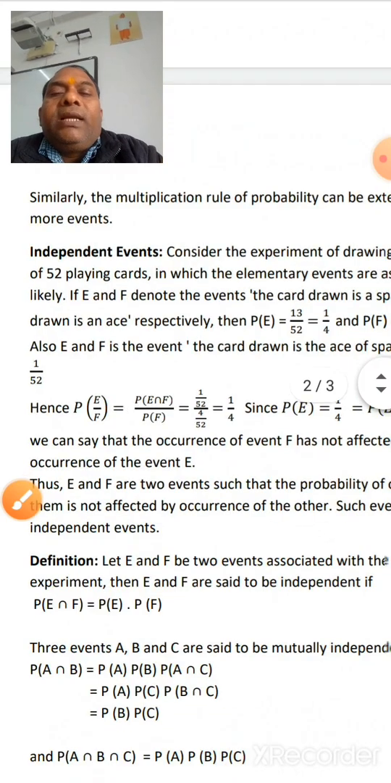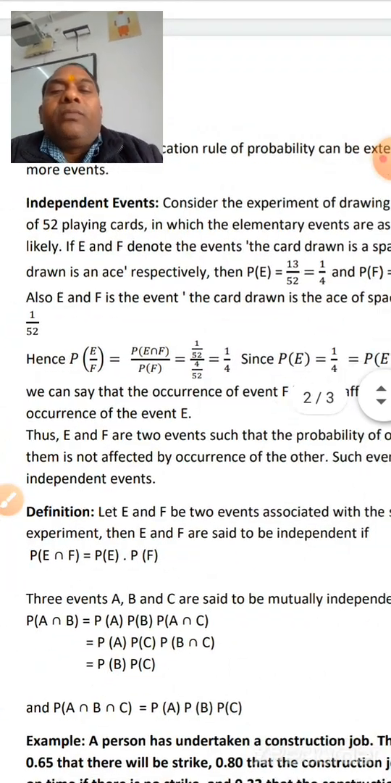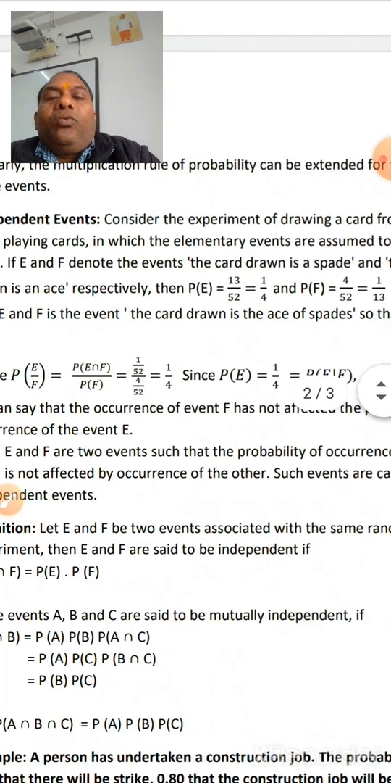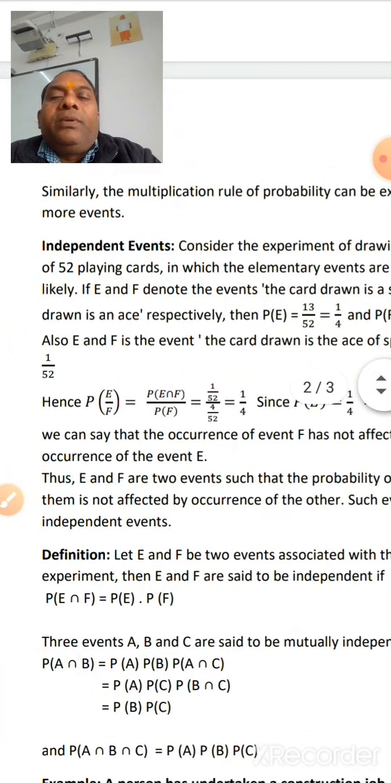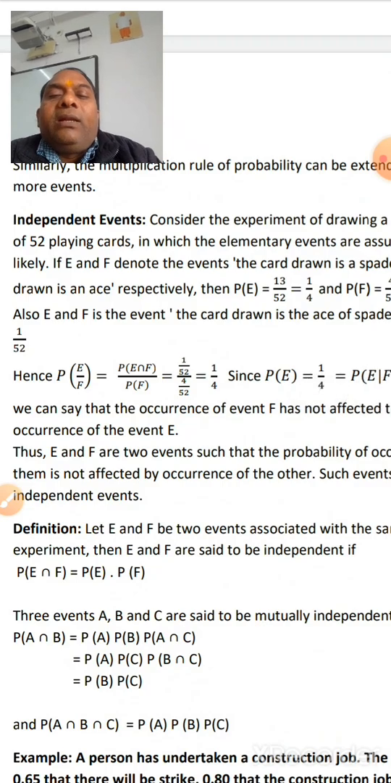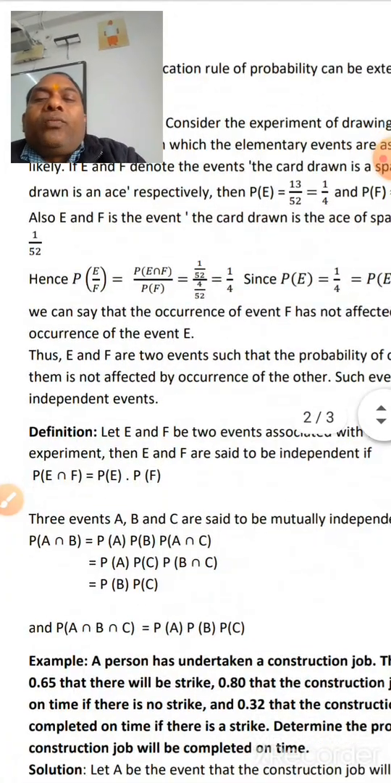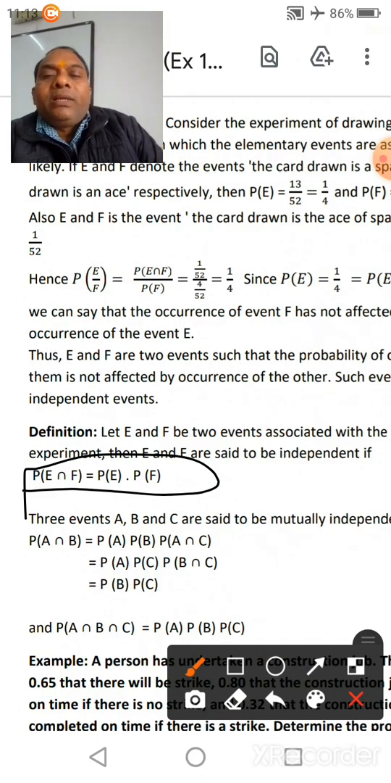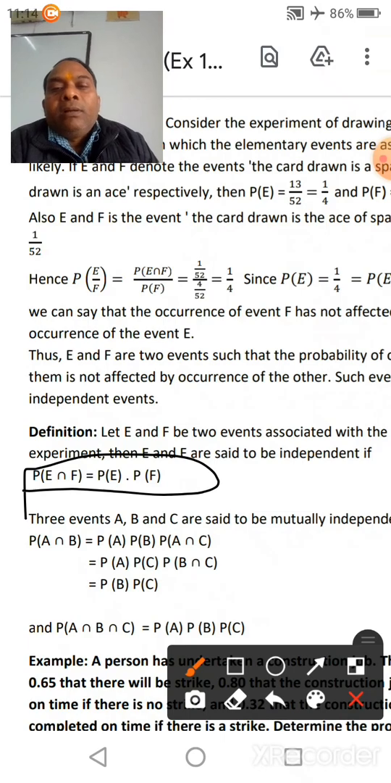So, we can say that the occurrence of event F has not affected the probability of occurrence of the event E. Thus, E and F are two events such that the probability of occurrence of one of them is not affected by the occurrence of the other. Such events are called independent events. So, for independent events, you have to remember P(E intersection F) = P(E) × P(F). Clear?